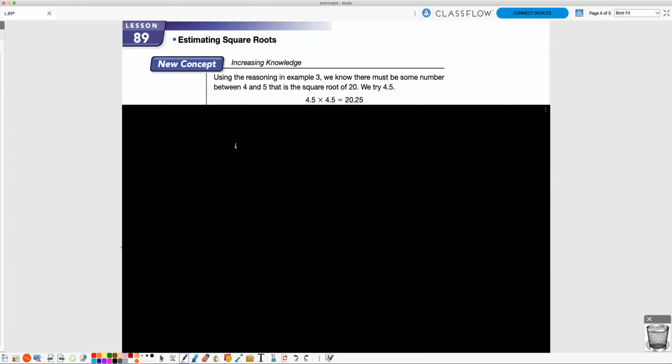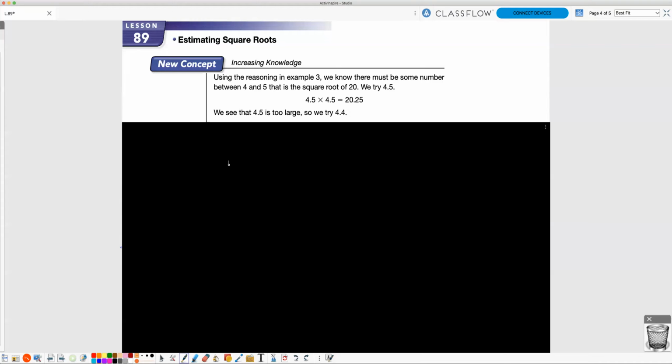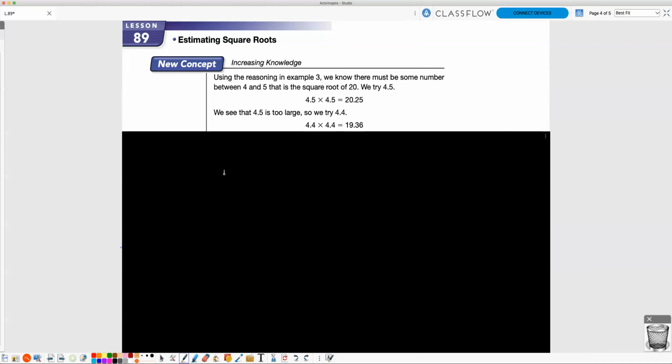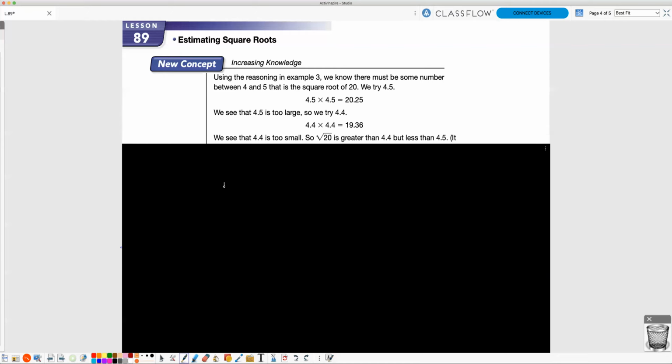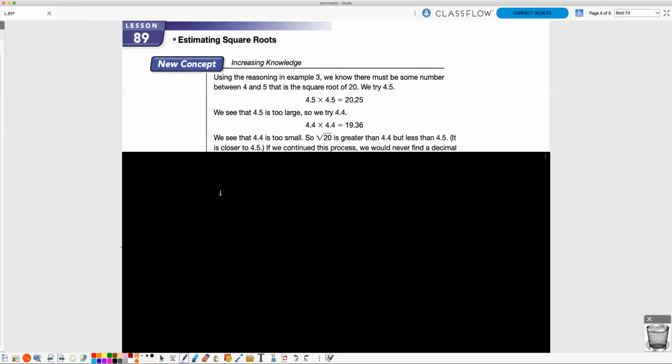Using the reasoning in example 3, we know that there must be some number between 4 and 5 that is the square root of 20. So we try 4.5. 4.5 times 4.5 would end up being 20 and 25 hundredths. We see that 4.5 is too large, so we try 4 and 4 tenths. When you multiply it by itself, it is 19 and 36 hundredths. We see that 4 and 4 tenths is too small. So the square root of 20 is greater than 4 and 4 tenths, but less than 4 and 5 tenths. It's going to be closer to 4 and 5 tenths.